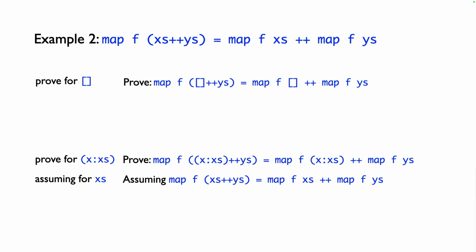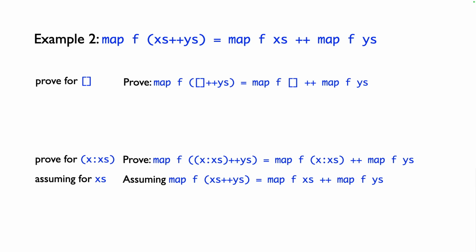Here's our goal for this segment. We want to prove that if we join two lists and then map f along them, it's the same as mapping f along each of the lists and then joining the results. In order to do that, we have two sub-goals. We have to prove that result for the empty list, and we have to prove the result for x cons x's, assuming it holds for x's.